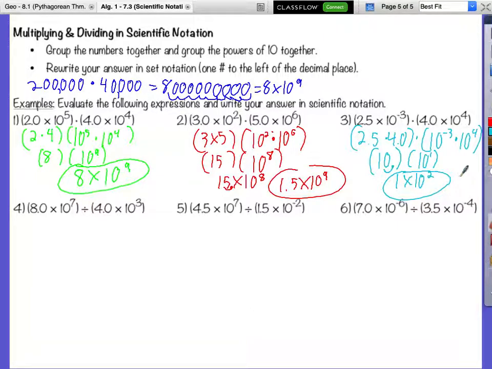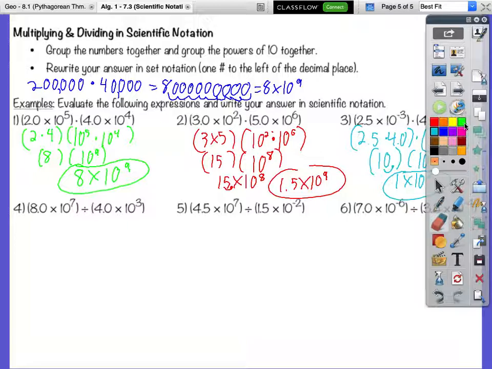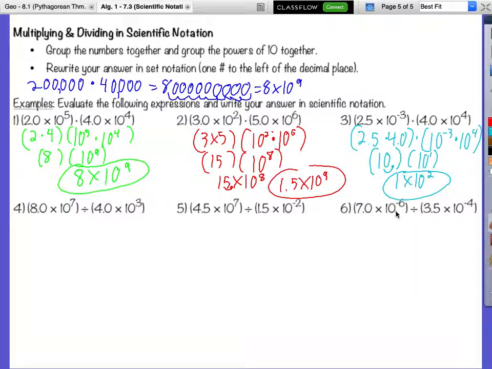Questions on that one? Okay, on 4 through 6, what's changing? We're doing division instead of multiplication, okay? We're doing division instead of multiplication on 4 through 6.